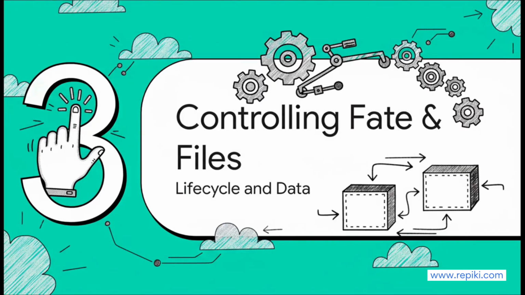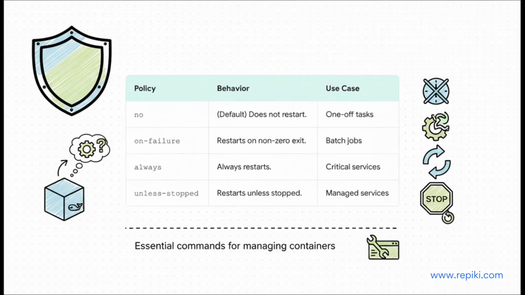Next up, let's talk about control. We're moving beyond just looking at containers and into commands that actively manage their long-term behavior, their life cycle, and how we get data in and out of their isolated worlds. So what happens when a critical container crashes at 3 a.m.? Restart policies are basically your automated first responders. They're simple but powerful instructions you give the Docker daemon on what to do when a container stops. It's a crucial first line of defense for keeping your services available.